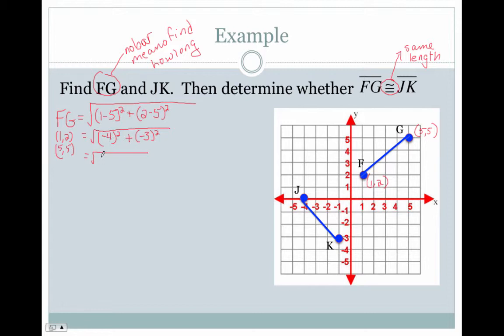Negative 4 squared is positive 16. You should never get a negative when you square. If you do, you're putting it in the calculator wrong. Negative 3 squared is 9. So I am getting 5 for this.